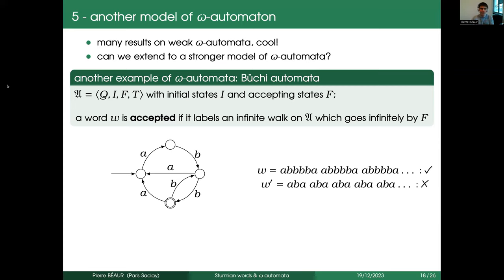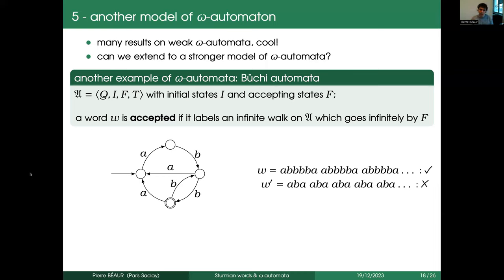Here on the left, you can see that you have basically a graph. But this time, the bottom state is doubled. And so it means that it's an accepting state. So this time, you say that a word is accepted if it labels an infinite walk that goes infinitely through accepting states. For instance, here on the right, you have two words, W and W prime. W, well, you go from the initial state and you read A, B, B, B, B, A, and so on and so forth. So if you take this computation, it will go infinitely through the bottom state. And so the word is accepted by A as a Büchi automaton.